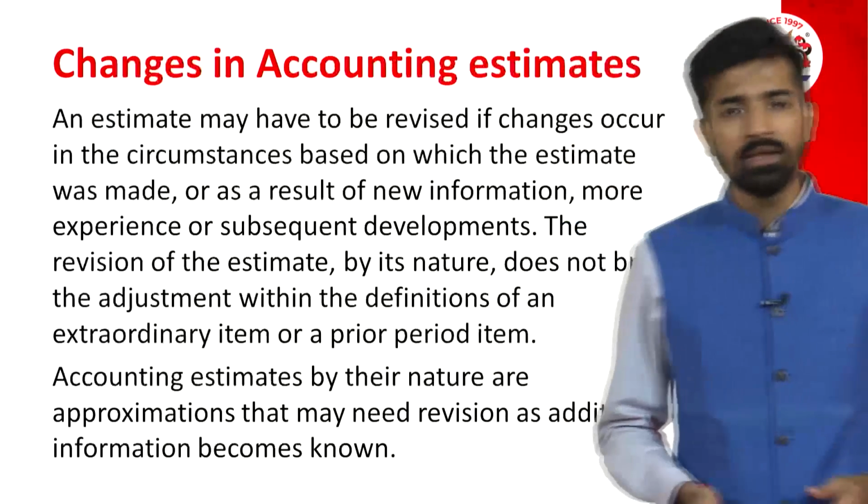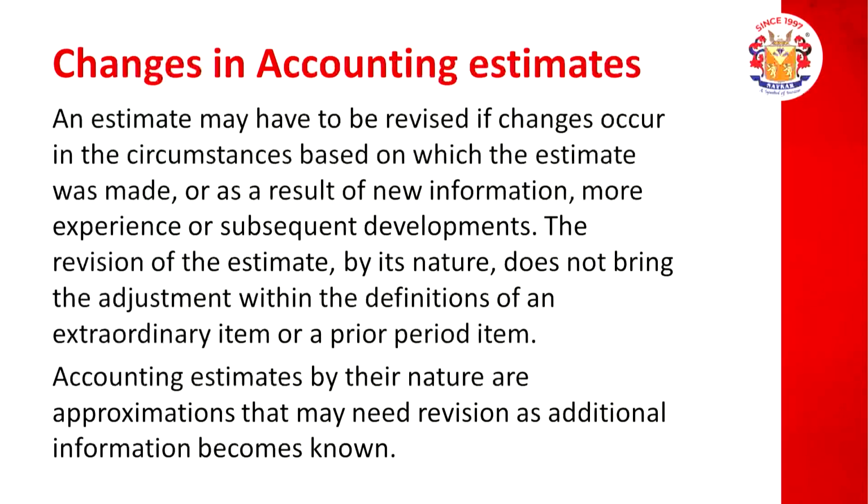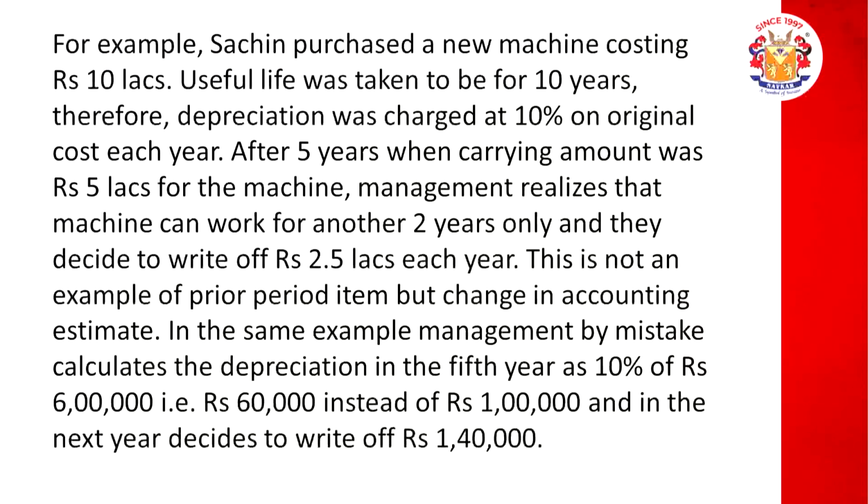See, accounting estimates by their nature are approximations that may need revision as additional information becomes known. We'll have a look at an example. For example, Sachin purchased a new machine costing rupees 10 lakhs. Useful life was taken to be 10 years. Therefore, depreciation was charged at 10% on original cost each year. So they are following the straight line method. Every year they are providing 1 lakh rupees as depreciation, because the useful life was taken to be 10 years. Here the accounting estimate made was that useful life would be 10 years.